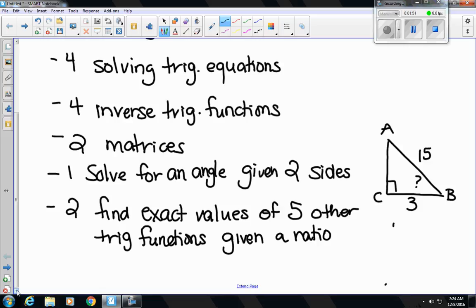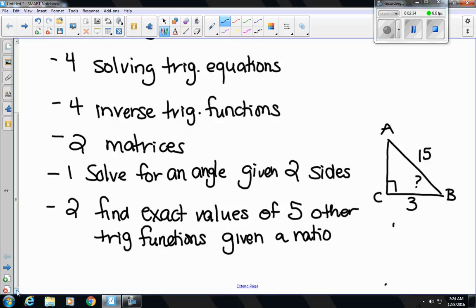What information do you have right here? Think about the perspective of angle B. You have adjacent over hypotenuse. So that's cosine. But I need an angle, so you do inverse cosine of 3 over 15. That gives you your answer. Now, I can't remember if the answers on the test are in degrees or radians. I think they're in degrees. But make sure your calculator is in the appropriate mode.